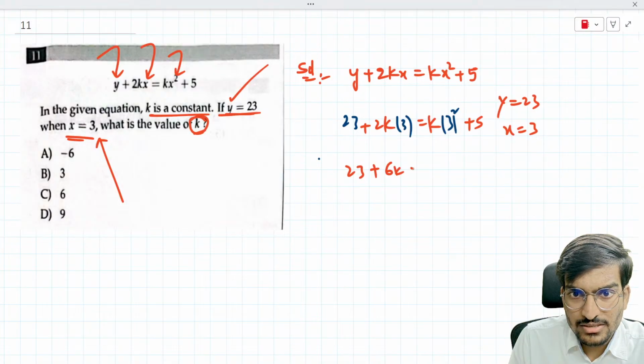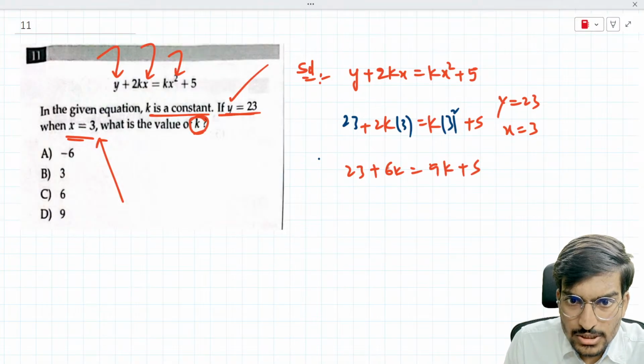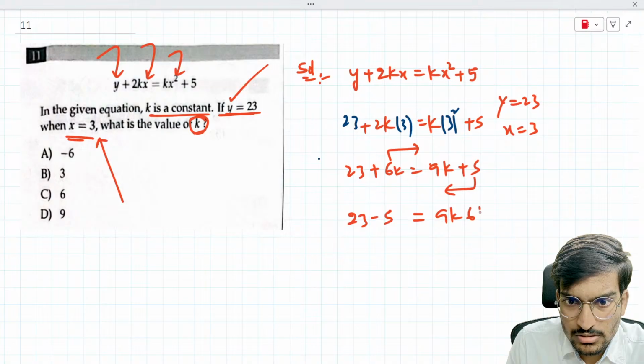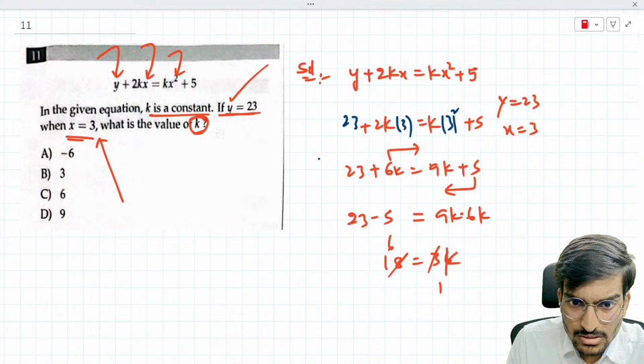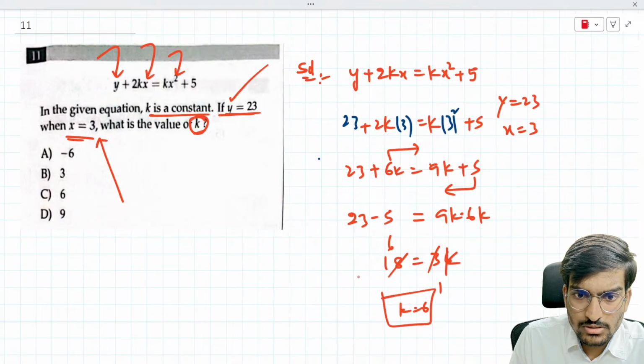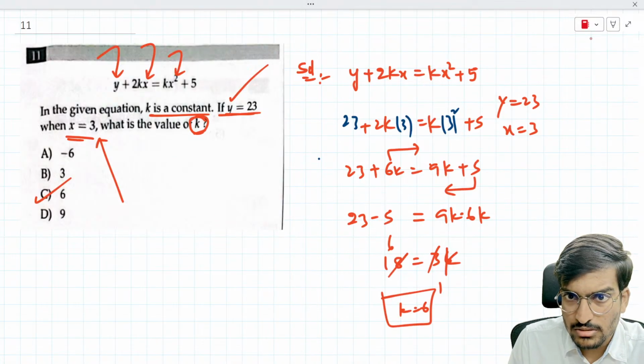23 plus 6k equals 9k plus 5. So just forward this: 23 minus 5, I transpose 5 to the RHS, and 9k minus 6k, so it's going to be 18 equals 3k. 3 sixes are 18, so k equals 6. Yes, it is true. Option C is correct.